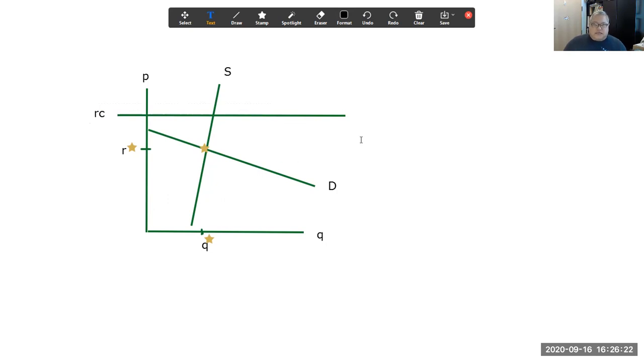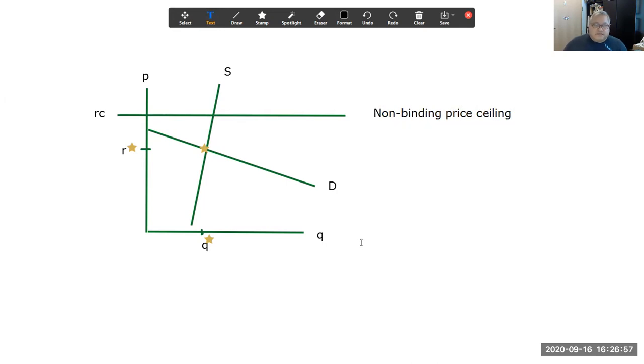It's as if you put a sign on a freeway that says that you cannot go over 60 miles an hour as your speed limit, and every car is going 40 miles an hour, and nobody has to change their behavior anyway. So that would be a moot law. So this is what happens if you impose a price ceiling that is non-binding. Okay? So this is called a non-binding price ceiling.